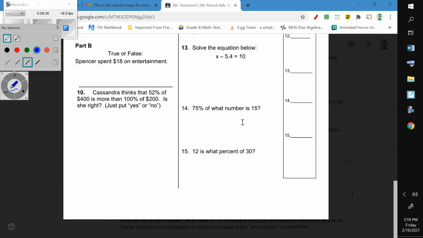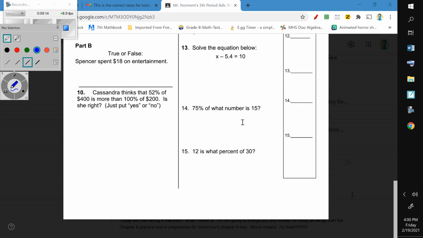Number 14, 75% of what number is 15? A lot of you missed this because you did 75% as a decimal and you multiplied, and that's not what's going on here. It's not 75% of 15. It's 75% of what number? So you're going to have to set up a proportion to solve this. 75% is 75 over 100. And then there's no number after the of, so that's where the x goes. This is of x. So you're going to put your 15 here, and that's what you're going to solve. Cross multiply, and then divide, and you get your answer.